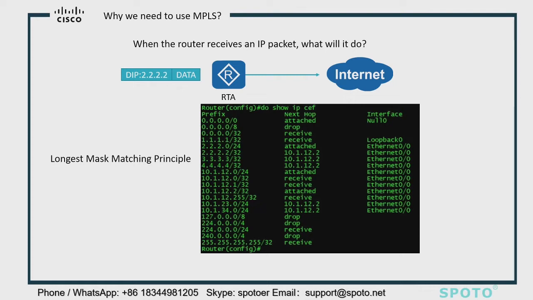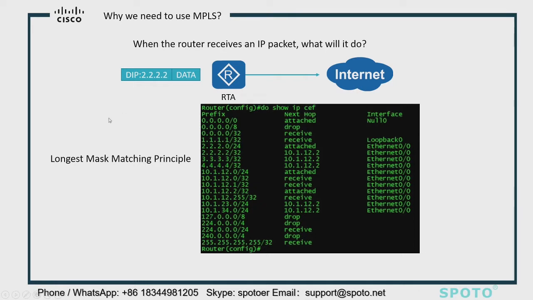So, let's see this example. This topology is very simple. We just have one router called RTA, and this is the internet. If RTA receives an IP packet with the destination address 2.2.2.2, the RTA will check its own routing table first.